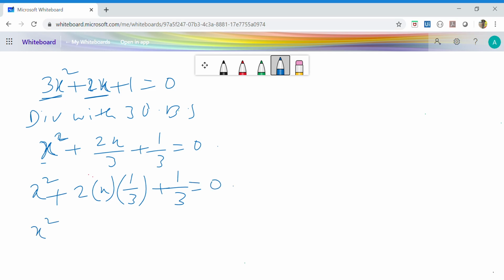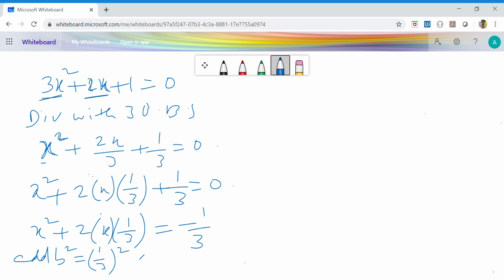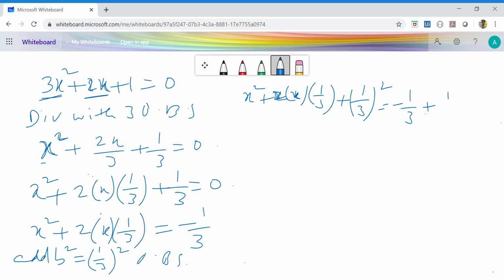Then x square plus 2ab plus what is missed here? Transpose this first, minus 1 by 3, c term. Then b square is 1 by 3 whole square. So add b square on both sides. Then x square plus 2 of x of 1 by 3 plus 1 by 3 whole square is equal to minus 1 by 3 plus 1 by 3 whole square. That is now LHS is a complete square form.